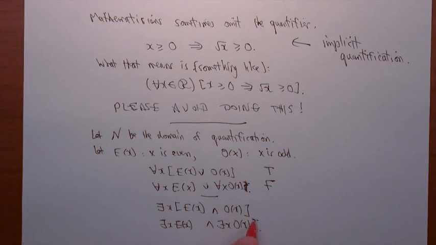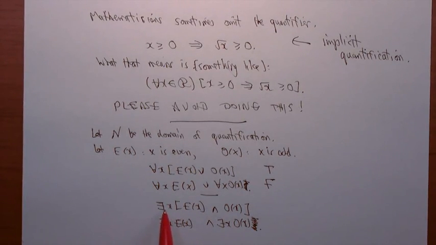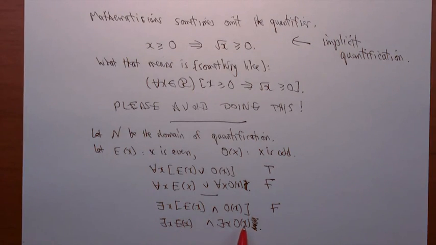Again, I've put that extra bracket in there. Can't stop myself doing that. What have I got? This says there is an x which is both even and odd, which is false. What does this one say? There is an x that's even and there is an x that's odd. That's true.